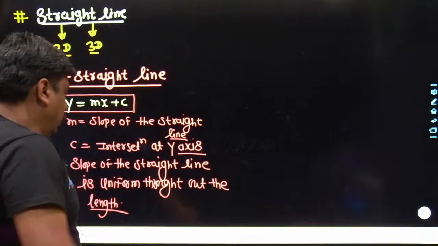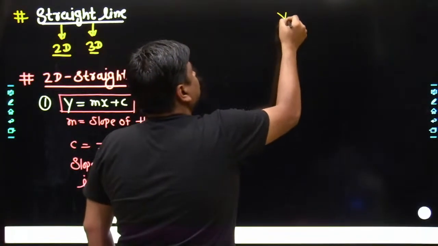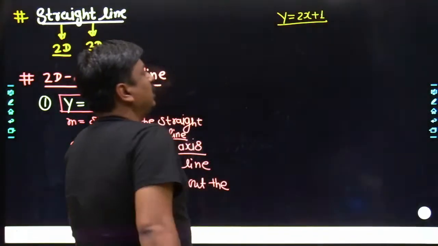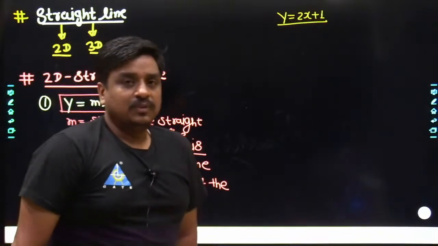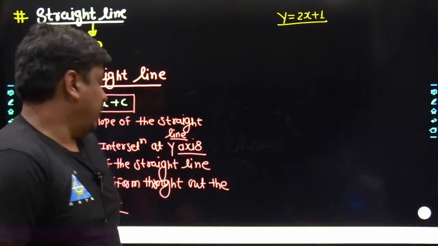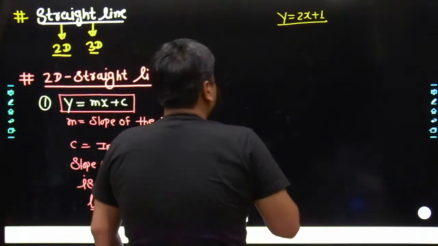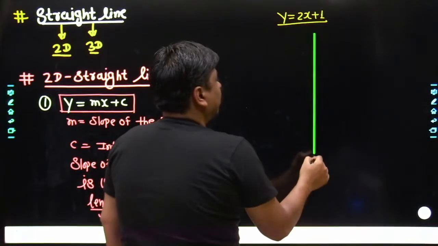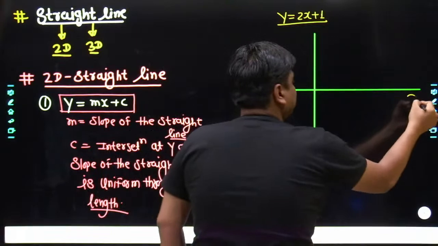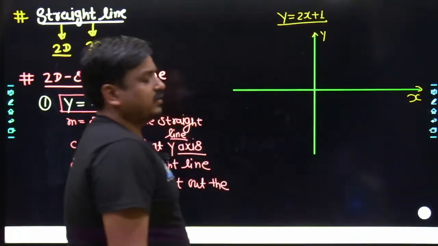Let me take an example. For the time being, the example of the straight line is y equals 2x plus 1. And if you want to draw y equals 2x plus 1 over the 2D plane, how would this curve look? For that, let me sketch an xy plane first. Here goes the x-axis, the horizontal axis. Here goes the y-axis, that is nothing but the vertical axis.